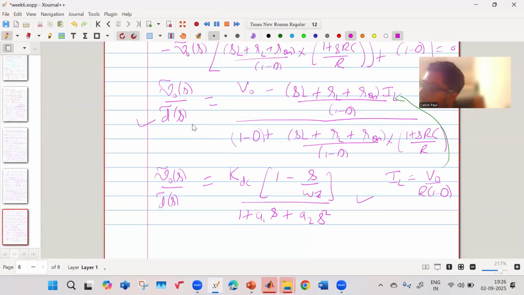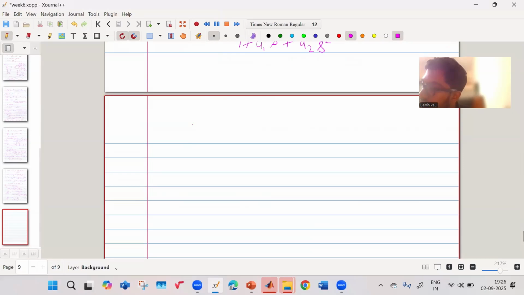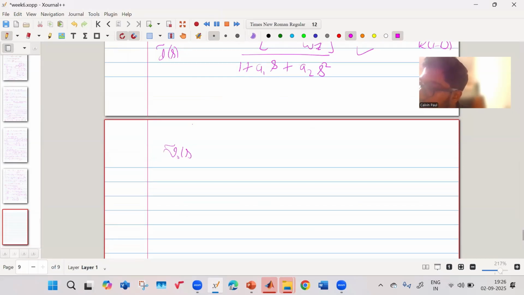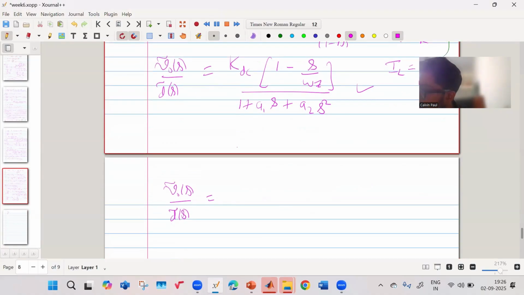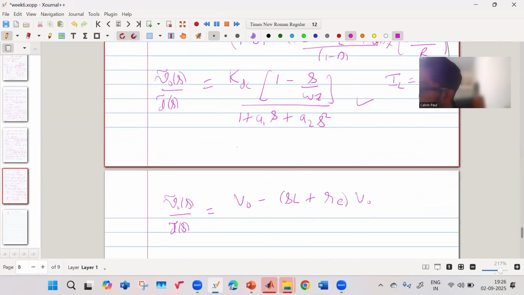When the parasitics are not there, it is very simple. But when these parasitics are there, they modify it, they make it more difficult. So you must learn how to tackle it. Right? So our V output per term of S by D per term of S. Since we are substituting IL as V output by R into 1 minus D, we get V output minus SL and this RL plus R on I represented by RA into V output by R into 1 minus D square.